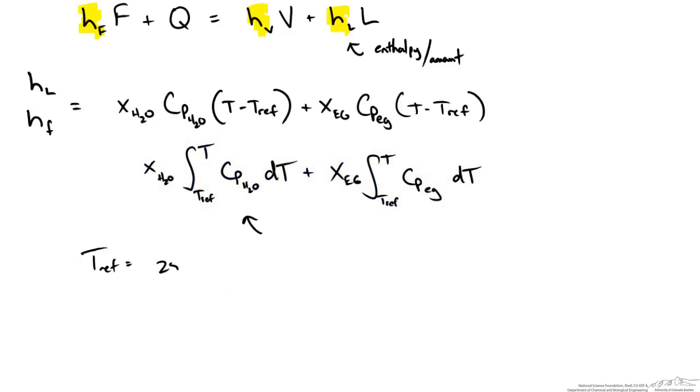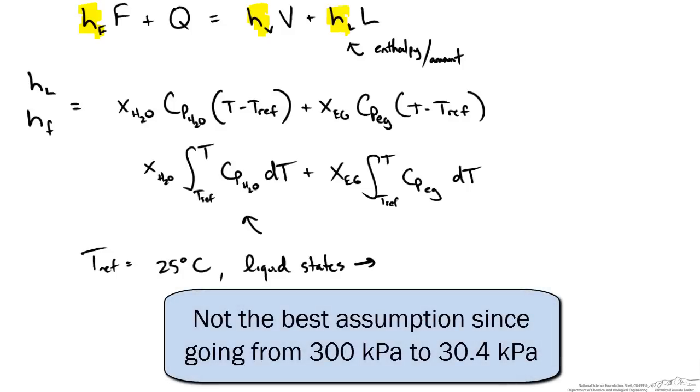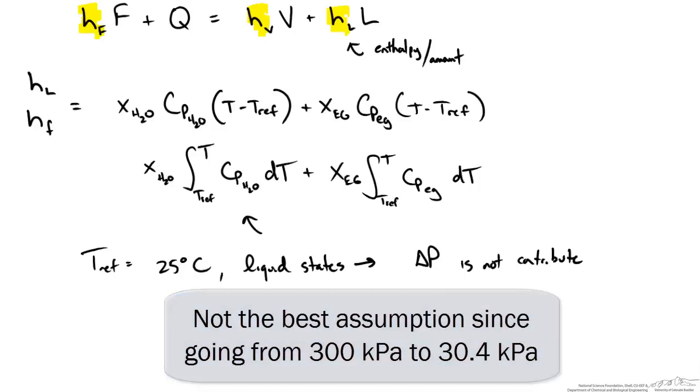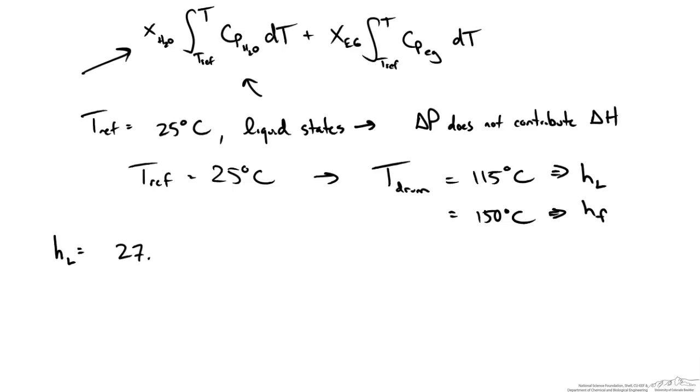For our reference, I'm going to use 25 degrees Celsius liquid states for both of these. And we're going to make a pretty big assumption here, and that's that our delta P is not going to contribute much enthalpy and is going to be negligible. So for the liquid enthalpy, I get 27.097 kilojoules per mole. For the enthalpy of our feed, I get 33.598 kilojoules per mole. And again, these are both liquid states.